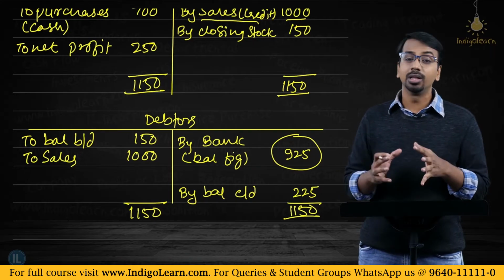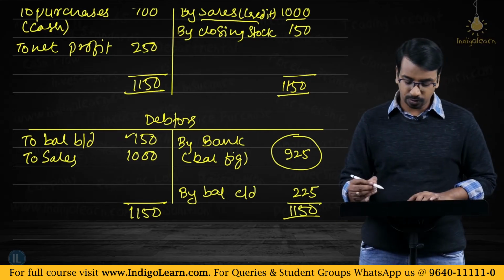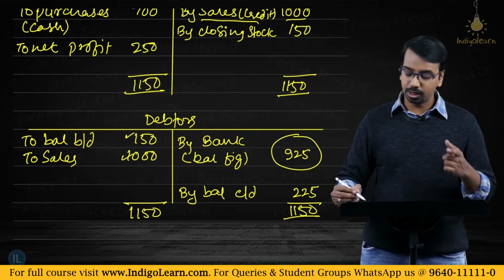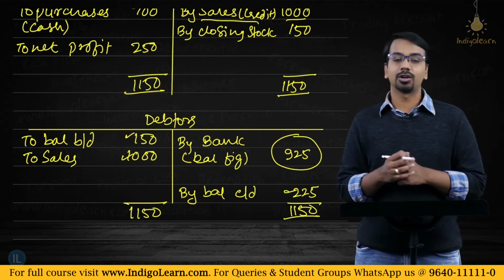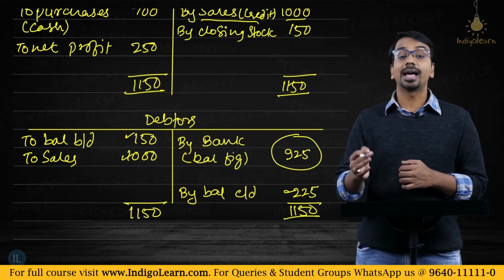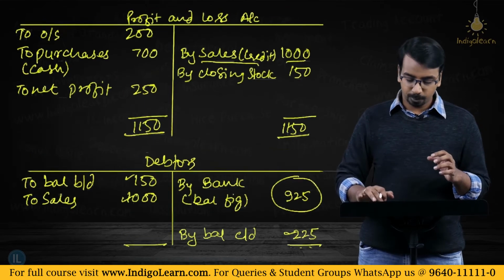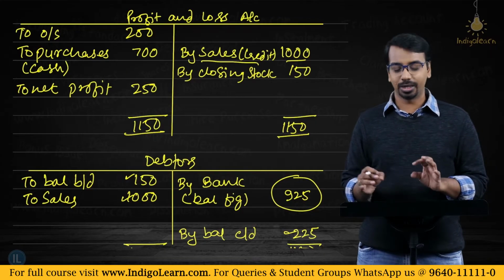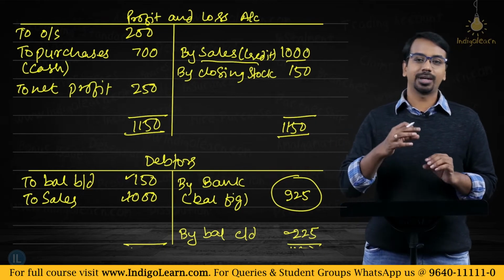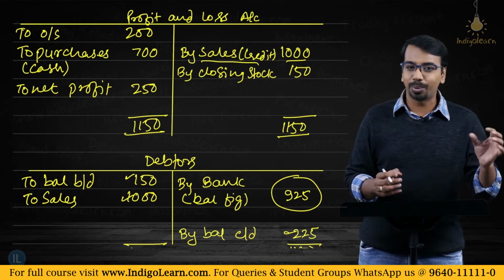But for now, because there is no other information, sales are made on credit. Opening balance was 150, I made sales of 1000, closing balance is 225, which obviously means the balancing figure of 925, whatever I have, is the amount that I have collected from the debtors, right? Now, I said we will assume all the purchases are on cash basis only. So 925 collected from the debtors, 700 paid to the creditors or paid towards the purchases.